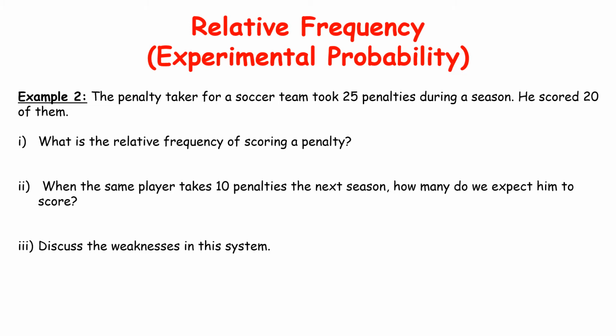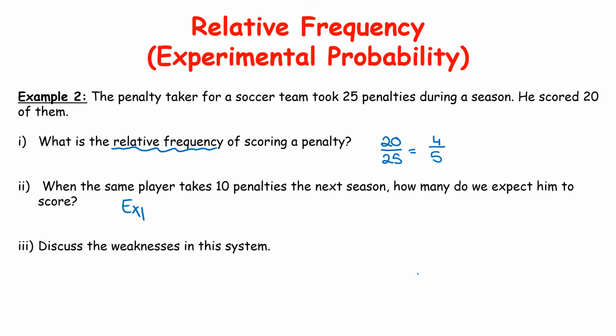So although they've asked us what is the relative frequency of scoring a penalty, all we're doing is saying he scored 20 out of 25, and we're going to simplify this. 5 divides into the top and the bottom. So the relative frequency or experimental probability, or just generally the probability of scoring a penalty, is 4 out of 5. When the same player takes 10 penalties next season, how many do we expect him to score?